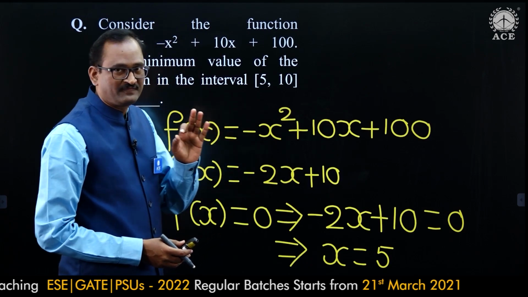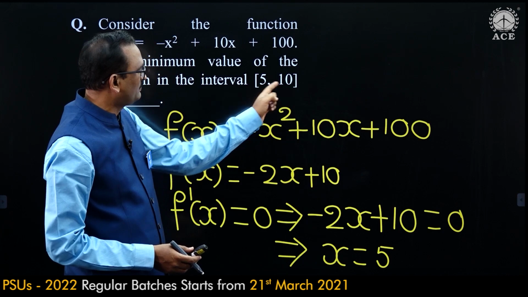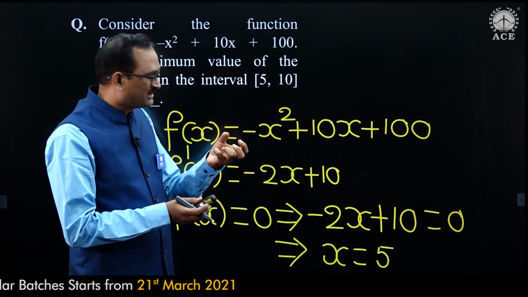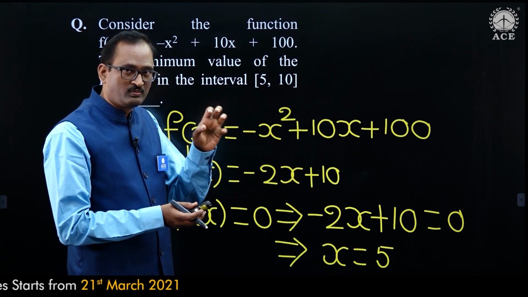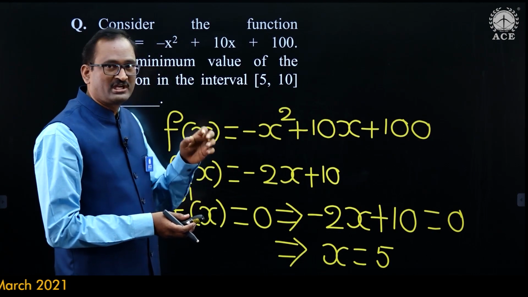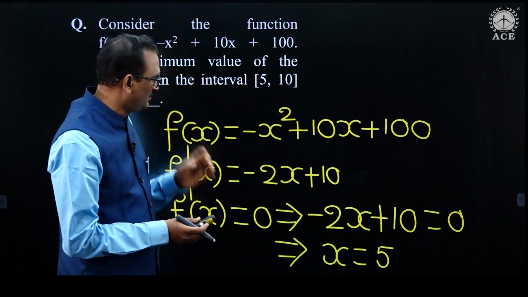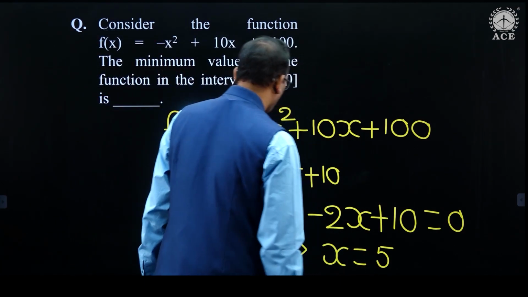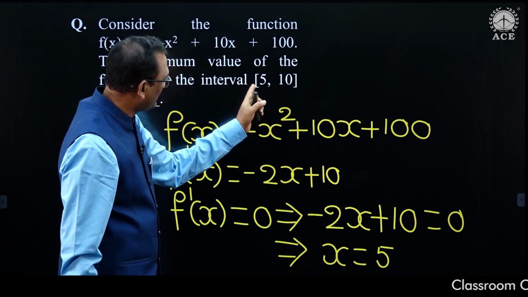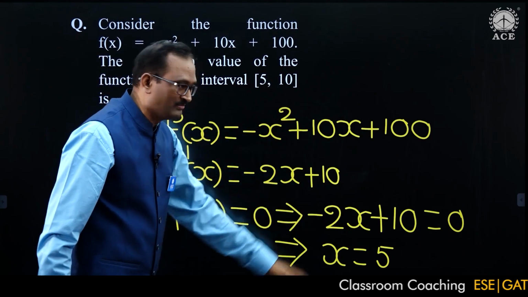We need to find f of x value at the stationary points and also at the endpoints of the given interval. Among all these, wherever you get the highest value, that would be the global maximum or absolute maximum. At which particular point, if you get the smallest value, that would be the global minimum, I mean absolute minimum. Let us find f of x value at the stationary point and also at the endpoints. Of course, here endpoints and stationary points are same.